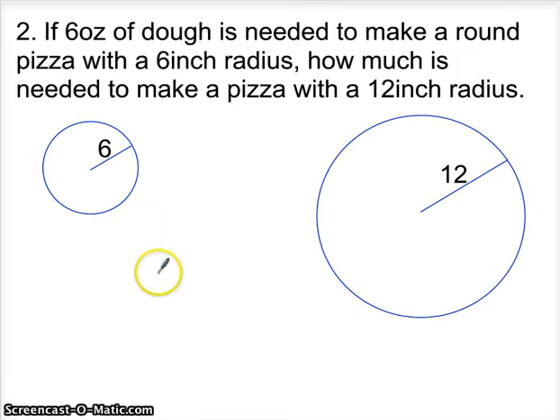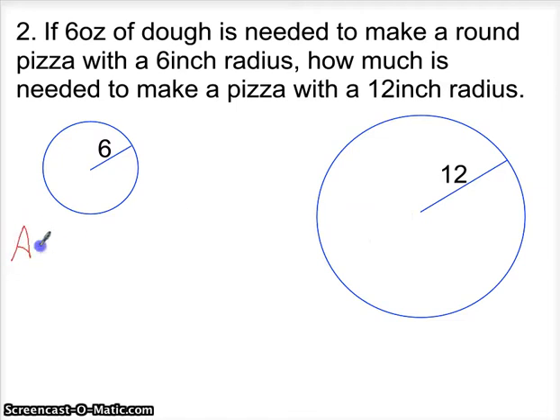All right, 6 ounces of dough is needed to make a round pizza with a 6-inch radius. How much dough is needed to make a pizza with a 12-inch radius? Well, you probably want to say, oh, that's probably 12. Well, let's check it out. Really, the amount of dough we need is going to have to do with how much area is in this flat circle. And we're going to see how many of these flat circles we need to cover this flat circle. And the only way we can really do that is find the area of this, find the area of this, and see how they compare.